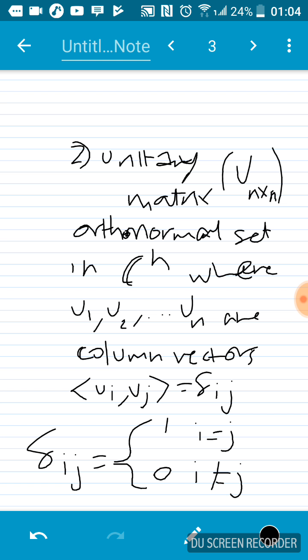A unitary matrix is when a square n by n matrix has column vectors that form an orthonormal set in the complex space C^n, where u1, u2, ..., un are the column vectors. The inner product of ui and uj is equal to delta ij, where delta ij is equal to 1 only if the vector is the inner product of itself, and if the inner product of the vector with another vector in the same vector space is equal to 0, then we can consider these vectors as orthonormal. This is the property of orthonormal vectors.